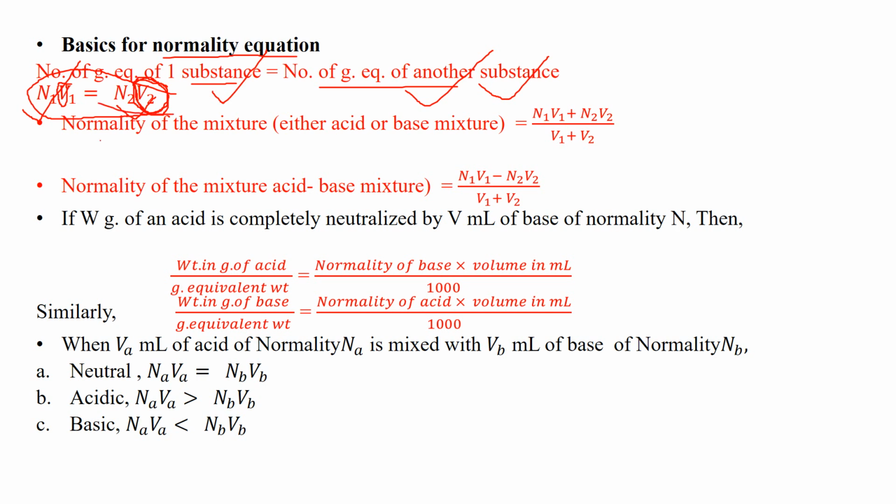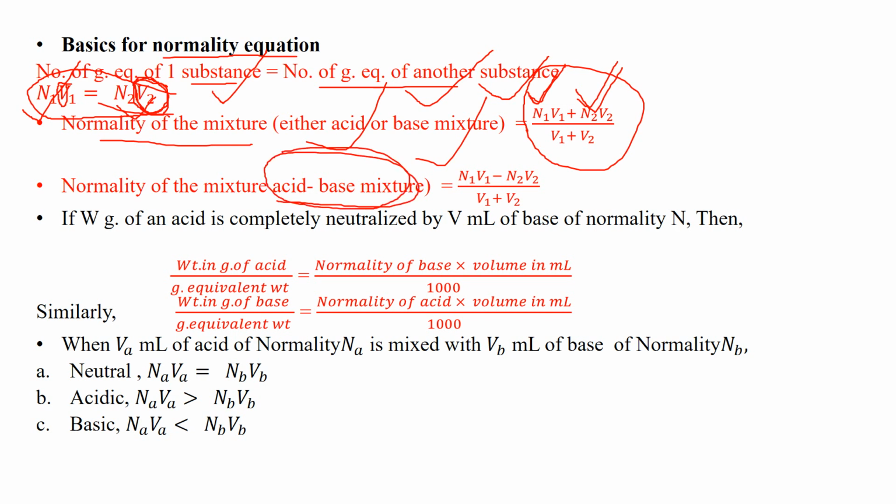So normality of the mixture, either acid mixture or base mixture, is calculated by this formula: N1V1 plus N2V2 divided by V1 plus V2. N1 is the normality of one type of acid and N2 is the normality of another type of acid. In case of base, N1 is the normality of one type of base and N2 the normality of another type of base. In case of acid-base mixtures, N1 be the normality of either acid or base and N2 be the normality of either acid or base.